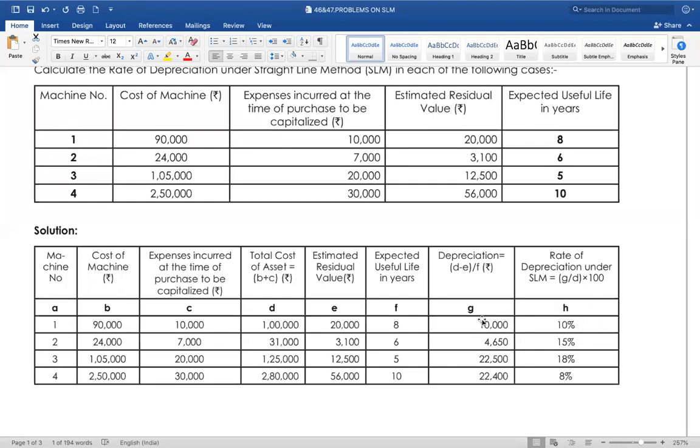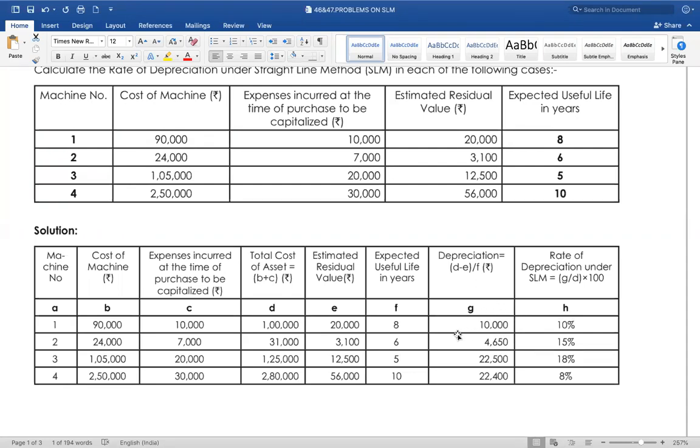This is the value of depreciation, and this is the rate of depreciation. At what rate is it getting reduced? The value is getting reduced at 10%. What is the value that is being reduced? The value that is being reduced is 10,000.